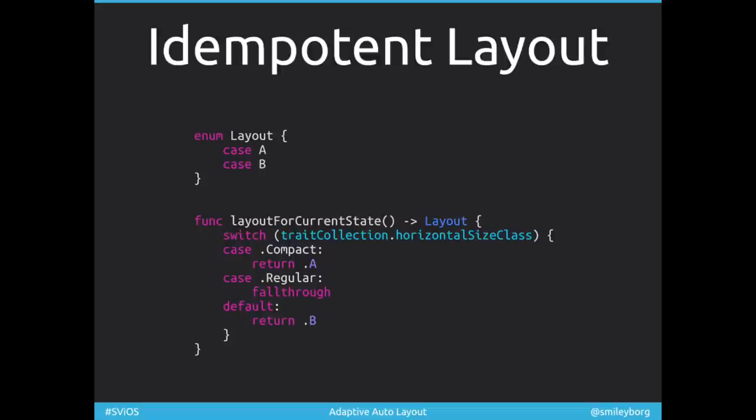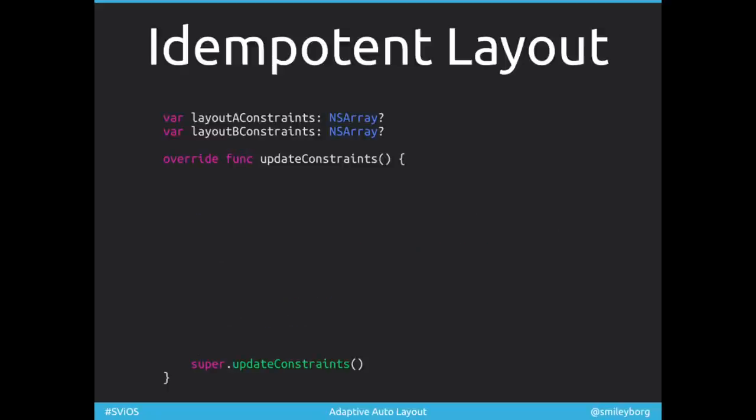So that's pretty straightforward. Now, how do you actually go ahead and use that? Well, we're going to keep a couple of properties. Each of them stores the constraints that are required for that particular layout. So we have layoutAConstraints and layoutBConstraints. Again, just straightforward arrays of constraints. We go ahead and override the updateConstraints method.